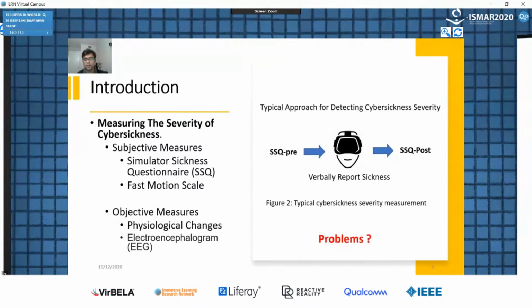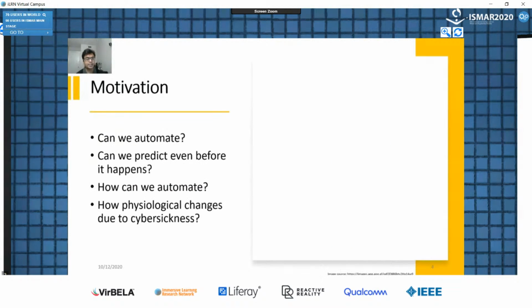One of the other major problems is that collecting the subjective feedback before and after the immersive experience doesn't give you a sufficiently granular understanding of the cyber sickness severity during the immersion. So we need something that is fully automated and that can detect the cyber sickness during the immersion. There are a couple of ways to do that. So I'm going to be talking about that.